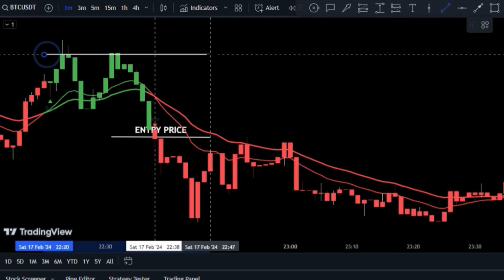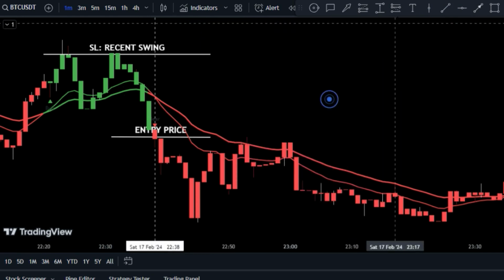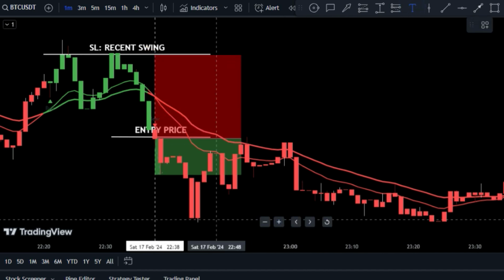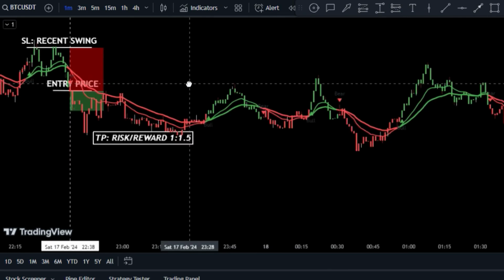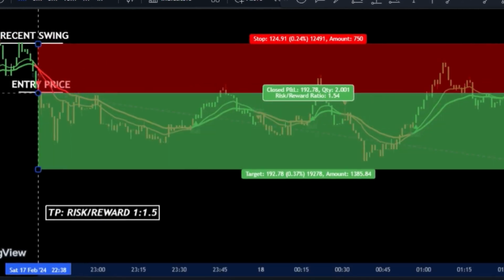And to manage risk, place your stop loss at the recent swing high. Additionally, set your trade target 1.5 times greater than the risk of your trade, aiming to maximize potential profits while keeping potential losses in check.